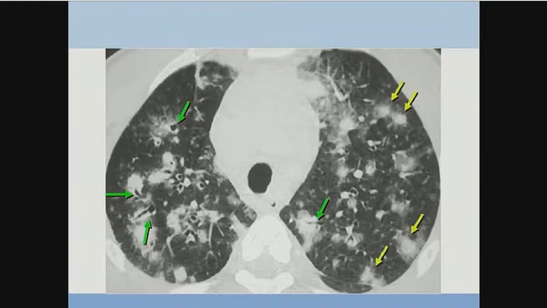On the other hand, what you see in the CT scan, which is not exactly 1 millimeter, is that it's very easy to see that there is a halo phenomenon around many of these nodules. So this is the correct answer.